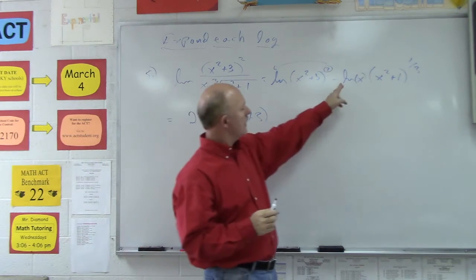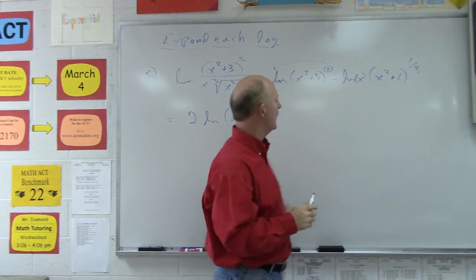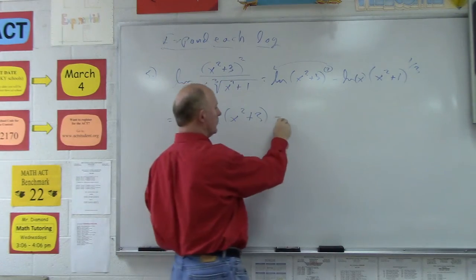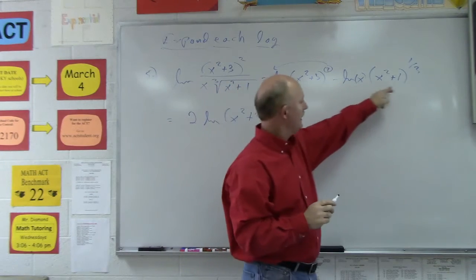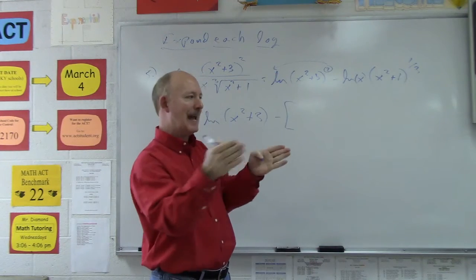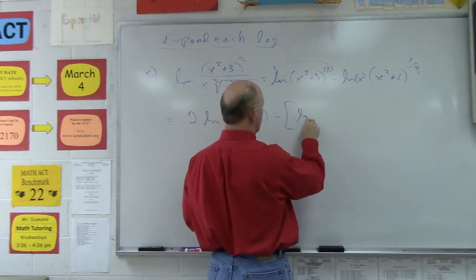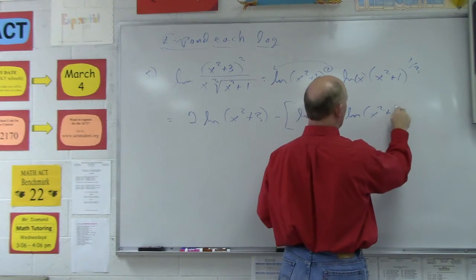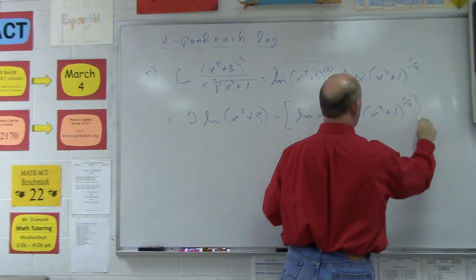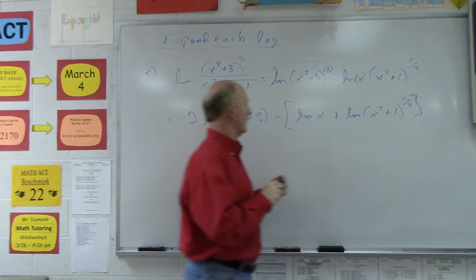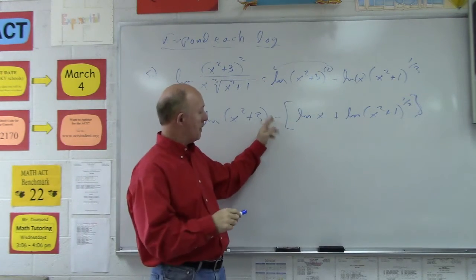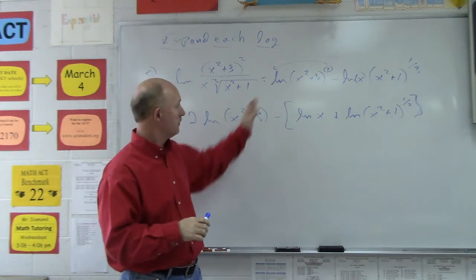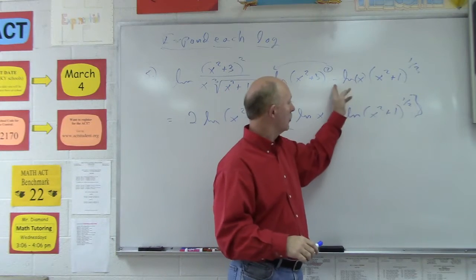Okay, now you've got to be very careful as we expand the denominator here. This minus sign, you have to watch out. So it's minus this entire expansion. Now we're going to expand that as an addition, so it becomes natural log x plus natural log of x squared plus 1 to the 1/2 power. So this will be minus. Make sure you get this in grouping symbols as you expand that, because this entire natural log here is going to be negative.